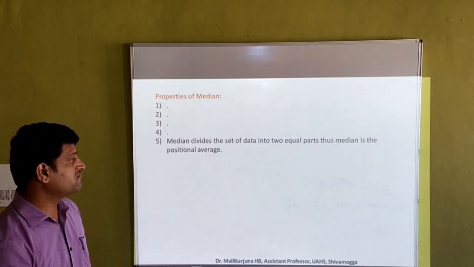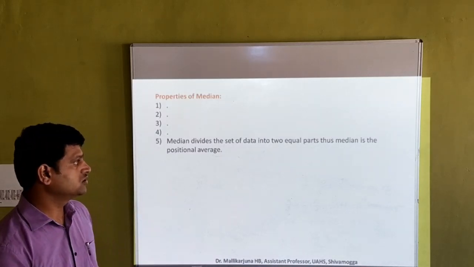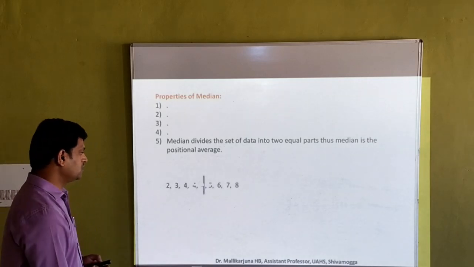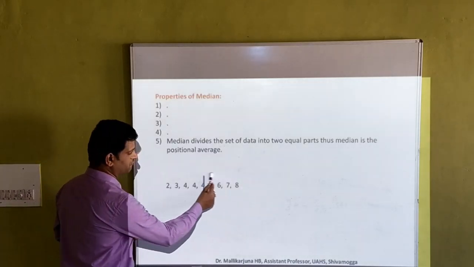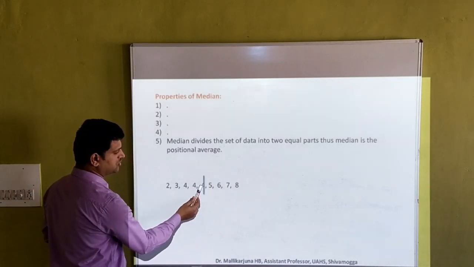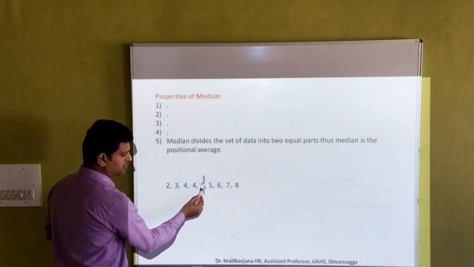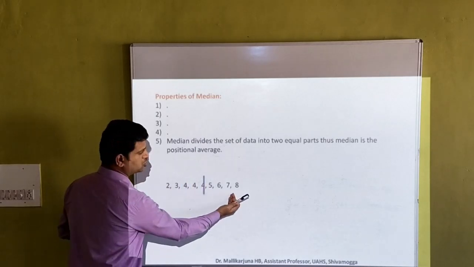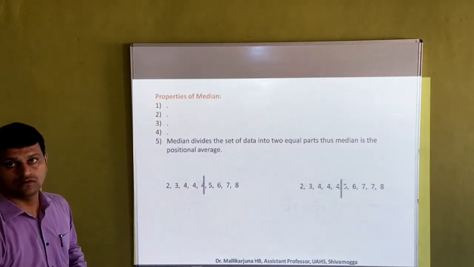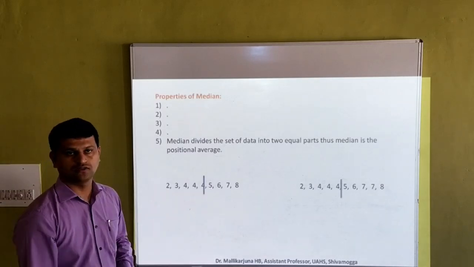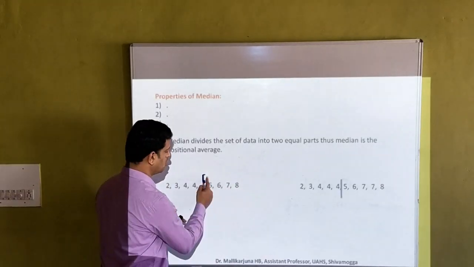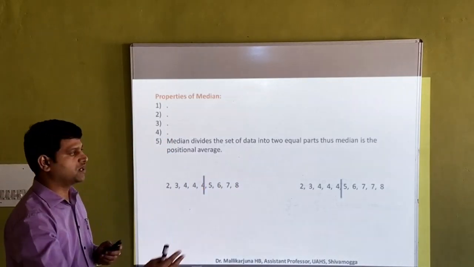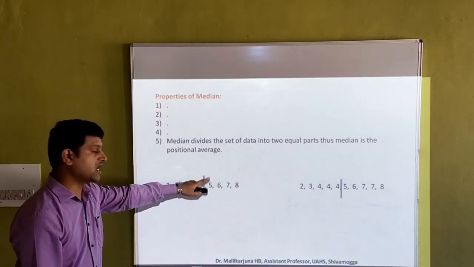Median divides the set of data into two equal parts. Of course, thus median is the positional average. Here, if this is the set of data, this is taking the middle value, so this median is 4. This divides the whole thing into two parts, 1 and 2. Same case: this is one part, this is another part. So only one median divides the whole series into two equal parts. Thus, this is a positional average.